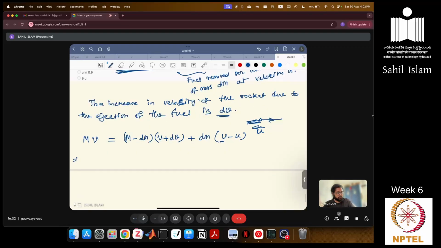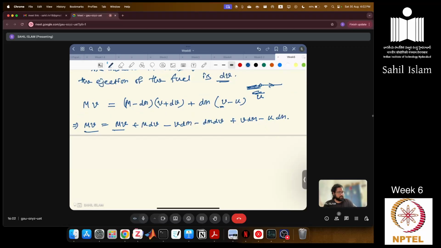So let's solve this. mv equals mv plus m dv minus v dm minus dm dv plus v dm minus u dm. So mv cancels, v dm cancels, and dm dv we ignore. So 0 equals m dv minus u dm.